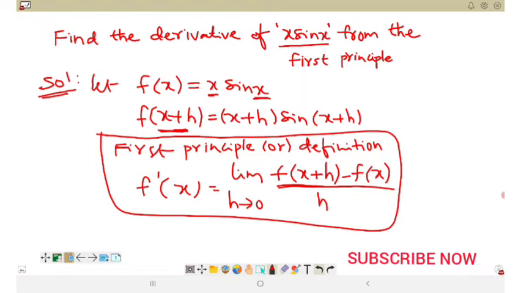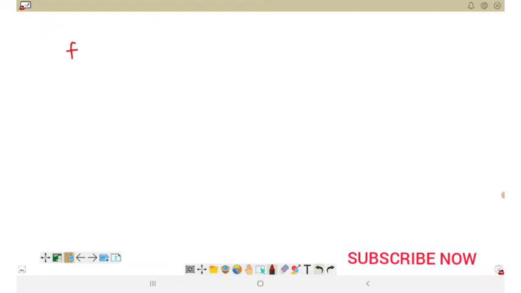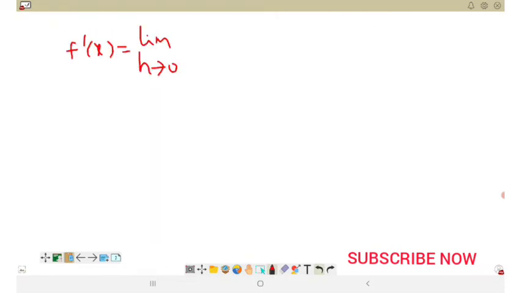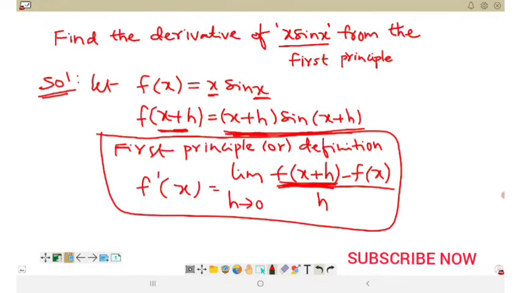Now substitute here f of x plus h equals x plus h into sin of x plus h. f dash of x equals limit h tends to 0. So f of x plus h equals x plus h into sin of x plus h, minus, substitute f of x equals x into sin x.